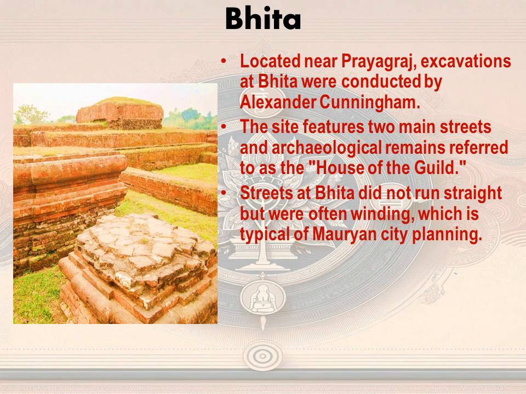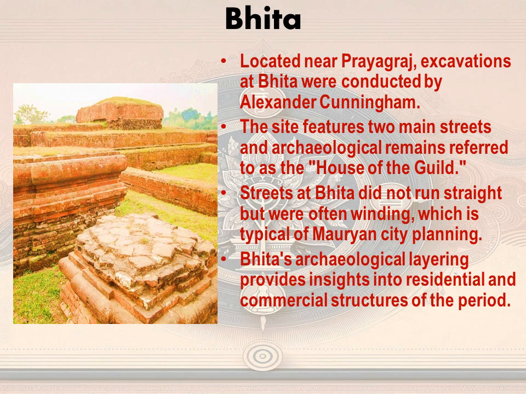The streets at Bhita did not run straight but were often winding, which is typical of Mauryan city planning. So, in Mauryan cities, we don't find straight lanes which crisscross each other. We find winding streets, and this has been seen in Bhita also.